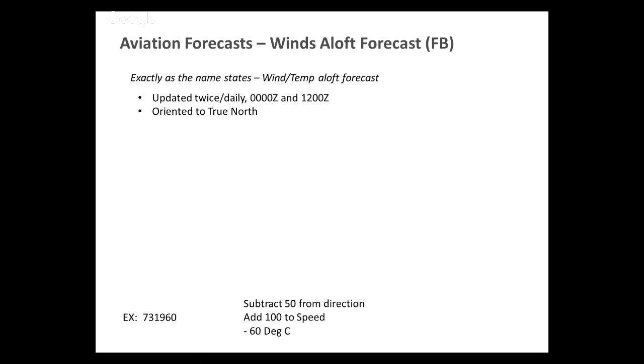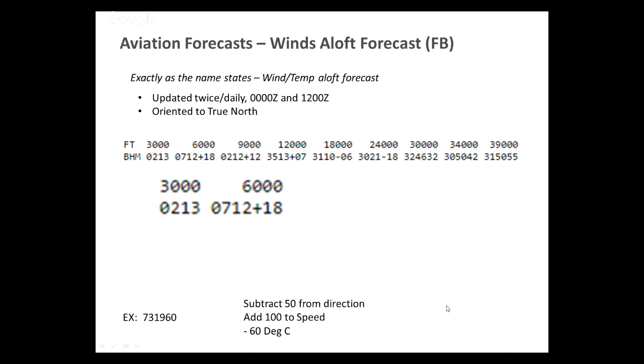The report that you get, the text report, covers several different altitudes, usually in 3,000 foot increments, updated twice daily, and it's oriented to true north, which is kind of frustrating because then you have to do a conversion. But the report is oriented in true north. And here's a sample report at the BHM reporting station. I think that's Birmingham Airport.